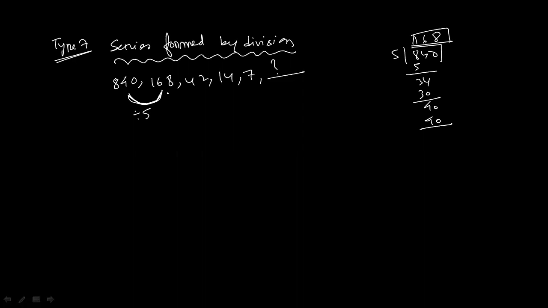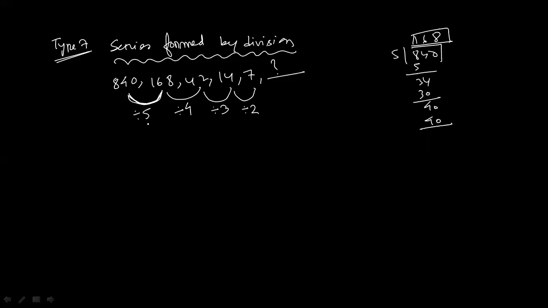Then again see, to get 42 from 168 you have to divide by which number? By 4. Now see, 4 4 is 16, 4 2 is 8. In the same way, to get 14 from 42 you have to divide 42 by 3. And to get 7 from 14 you have to divide by 2.